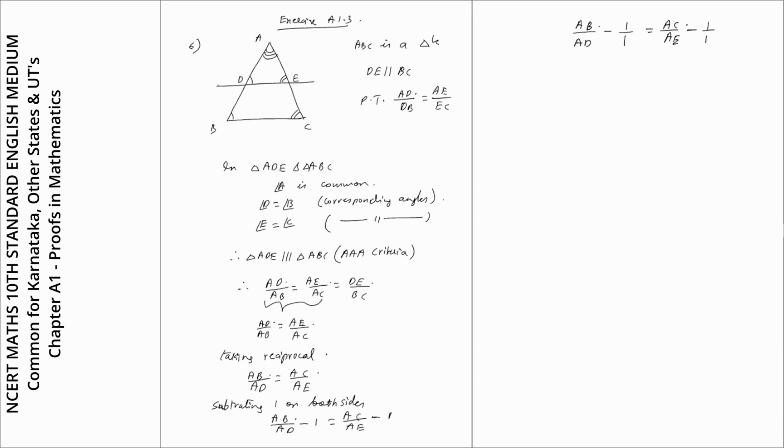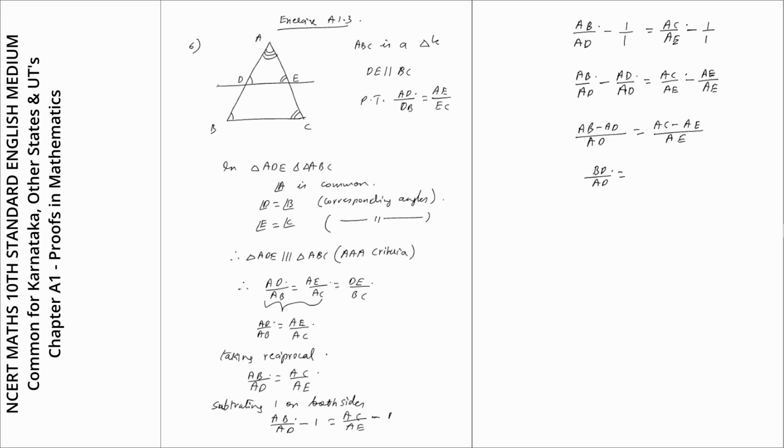Now in the left hand side, what is the LCM of AD and 1? LCM of AD and 1 is AD. So AB by AD minus, LCM becomes 1, therefore the numerator AD will come, AD by AD. Here also AC by AE minus AE by AE. So in the denominator of the left hand side it is AD, and in the numerator AB minus AD will be there. This is equal to, in the denominator AE, AC minus AE. Now in the figure you can see AB minus AD is BD, so BD by AD.